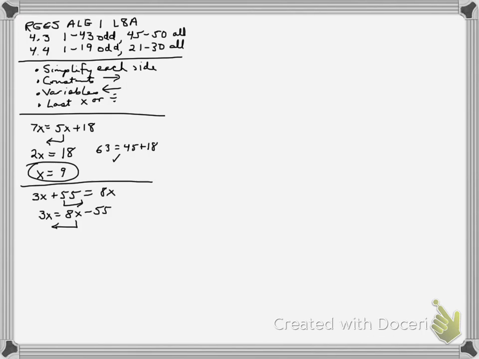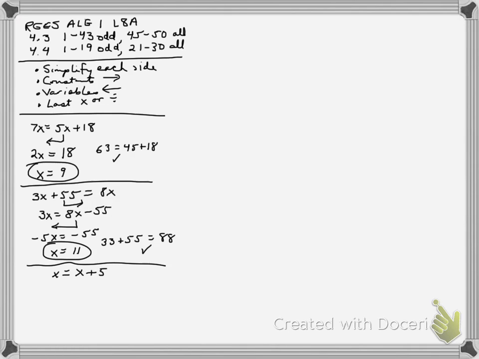3x minus 8x, be careful with your signs, is going to be a negative 5x equals negative 55. And finally, we're going to divide by a negative 5, and that will leave me with negative divided by negative is positive, and 55 divided by 5 is 11. Mentally going ahead to check that, I'm going to get 3 times 11, or 33, plus 55, does that equal 8 times 11, or 88? Well, you can see very quickly at a glance that it does. Let's do another example.